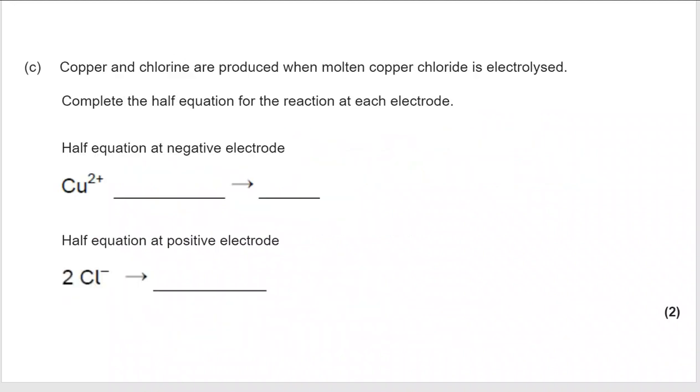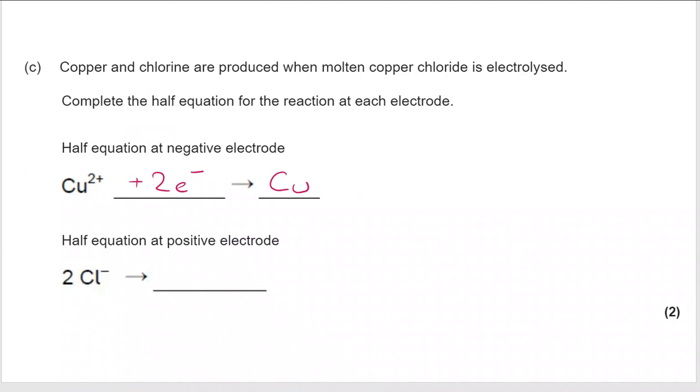Copper and chlorine are produced when molten copper chloride is electrolyzed. Complete the half equation for the reaction at each electrode. So we know that in electrolysis we make the elements, but it's actually telling us that here as well. We're making copper metal, we're making chlorine gas. So I'm going to go from Cu2+ to Cu. We've got a plus 2 charge here, a 0 charge here. I need to balance the charges. I do that by adding electrons. I need 2 of them on the left-hand side. As a bit of additional information, the copper ions have gained electrons, which makes it reduction.